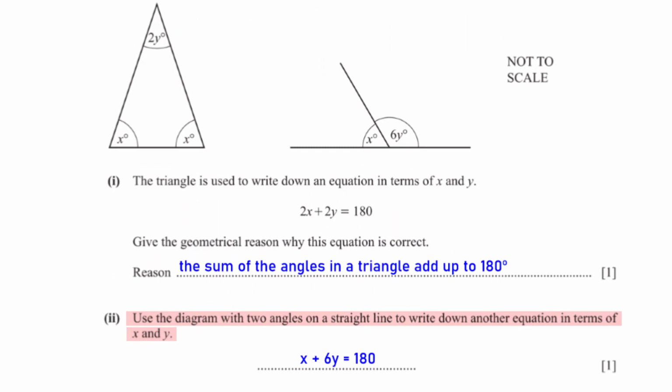Use the diagram with two angles on a straight line to write down another equation in terms of x and y. The sum of the angles on a straight line add up to 180 degrees, so we have x plus 6y equals 180.